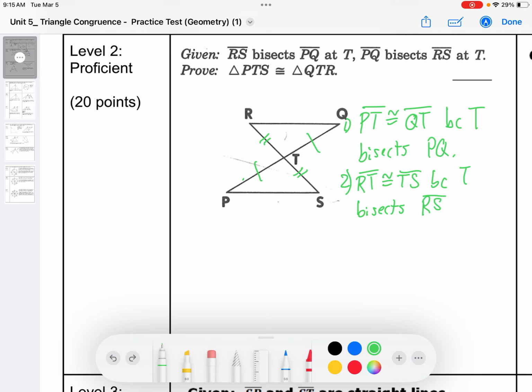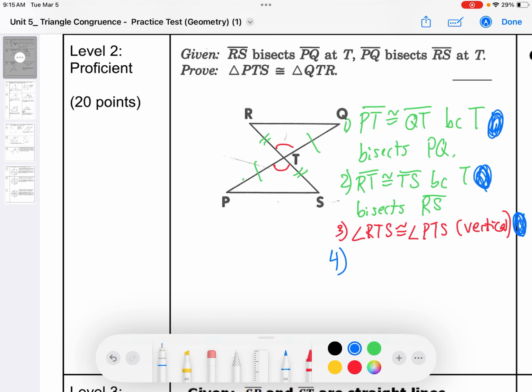And we also have vertical angles, just like we did in the other one. So in red here, those two angles are congruent to each other. So step 3, angle RTS is congruent to angle PTS because they're vertical. And now we just make a conclusion. The conclusion after 3 steps is usually when you're going to do a conclusion for this kind of proof. You're going to do 3 steps, one for each of the sides, and one for each of the angles. So 3 steps because it's angle, even if it's angle, side, angle, you'll do 2 angles and 1 side, etc.